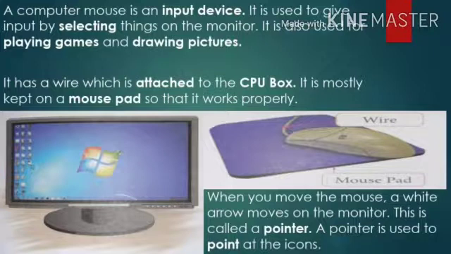A mouse has a wire which is attached to the CPU box. A mouse should be placed on a mouse pad so that it works properly and smoothly. When you move the mouse, a white arrow moves on the monitor. This is called a pointer. A pointer is used to point or select icons.